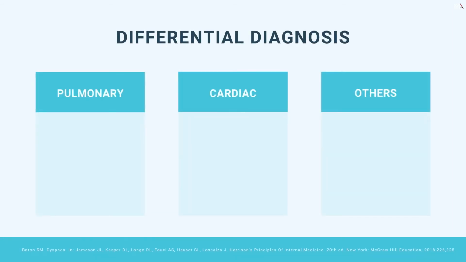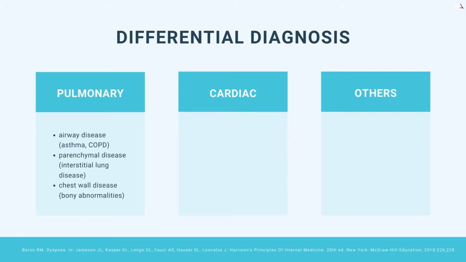Approximately 85% of dyspnea is due to pulmonary or cardiac conditions. Under pulmonary, this could be due to airway disease such as asthma and COPD, parenchymal disease such as an interstitial lung disease, and chest wall disease such as presence of bony abnormalities like kyphoscoliosis.